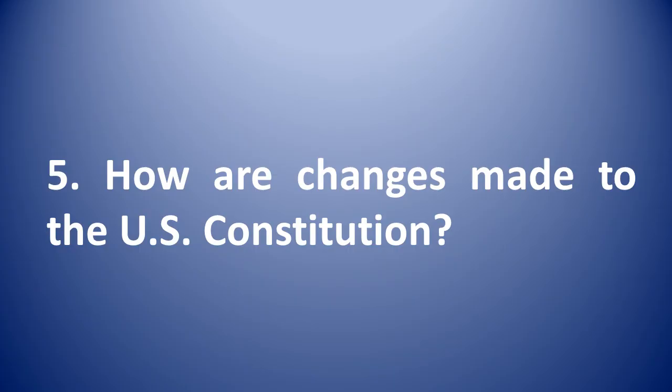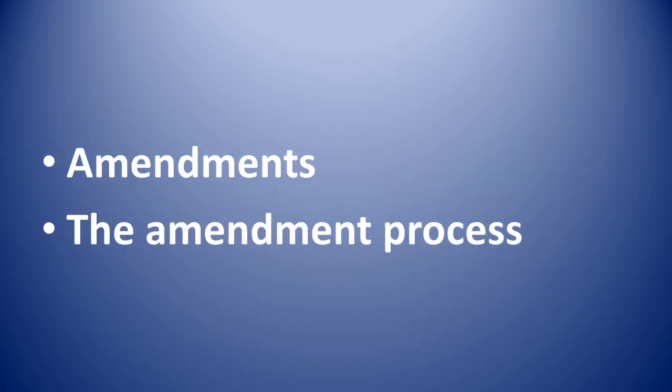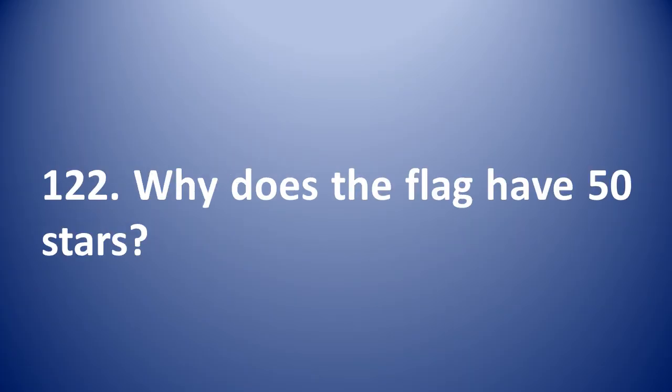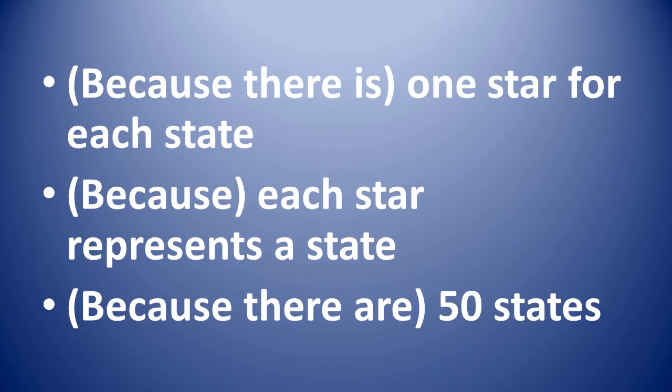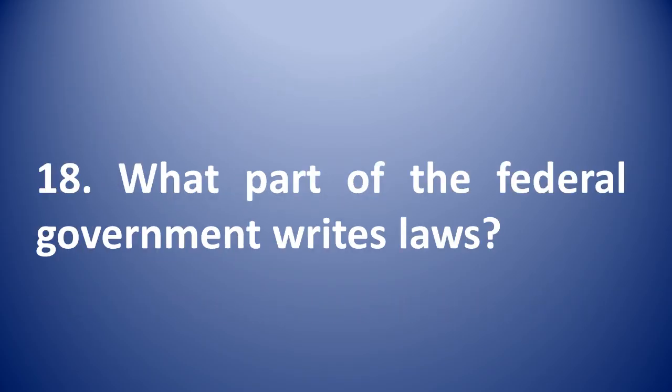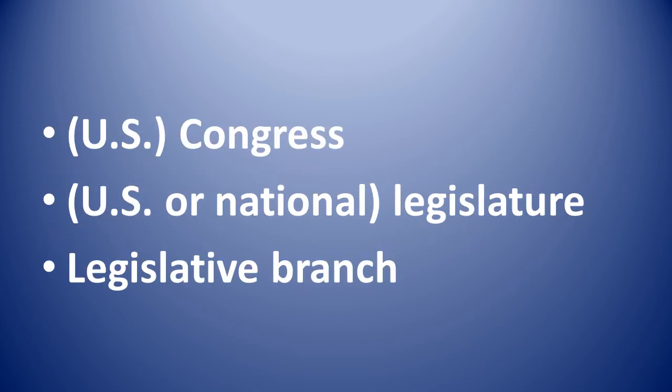How are changes made to the U.S. Constitution? Amendments. Why does the flag have 50 stars? Because there is one star for each state. What part of the federal government writes laws? U.S. Congress.